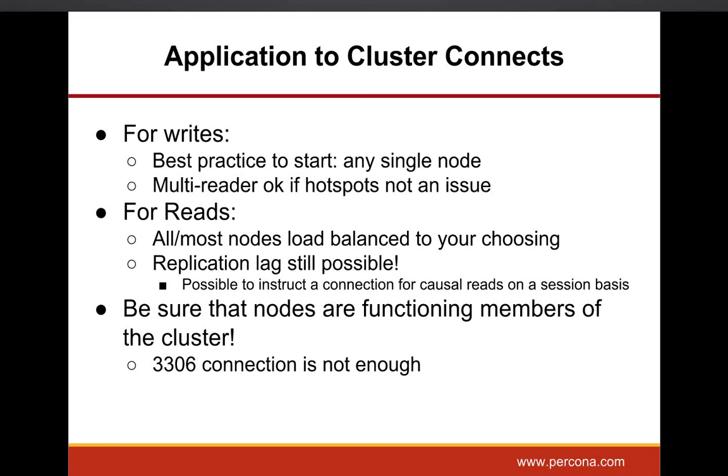Now, it's also really important, just from a high level, from an application perspective, to be sure that the nodes that you're connecting to are actually functioning members of the cluster. Just testing if you can get a 3306 connection is not enough. The nodes can be in various states that are okay to read or write, or not okay to read or write. There are certain cases where you'll get a connection, but you won't be able to read or write. So just putting a list of IPs in some simple application database library that just round-robins through is probably not going to be sufficient. You're going to need to do some extra health checking beyond that.